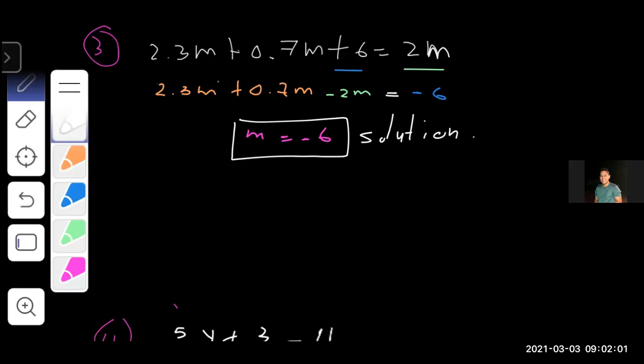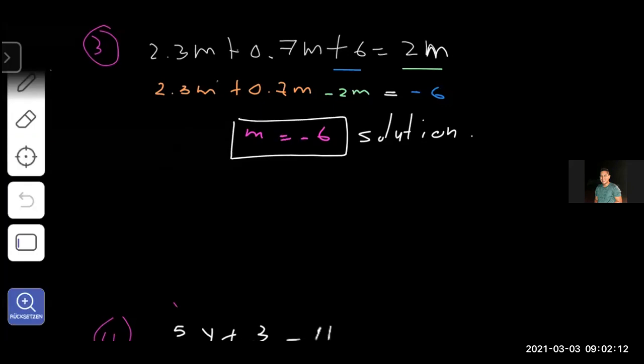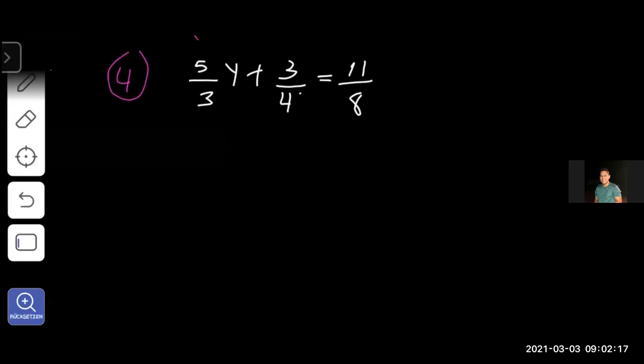Okay, a solution is the value that makes the equation true. If you substitute negative 6 here, negative 6 here, and negative 6 here, you're going to have the same value. Something equals something, exactly the same. Let's go to the second one, the last one, number 4, and we're going to use the same idea.